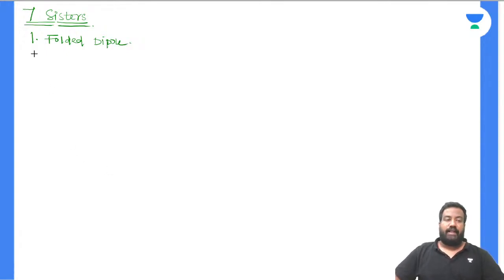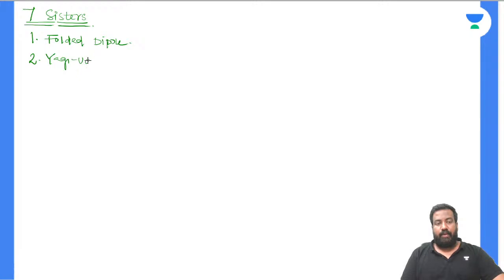Under 7 sisters, we have discussed folded dipole antenna, which exhibits very high input impedance, useful for matching purposes. Whenever the antenna gets loaded, it will be used for matching the feeder.